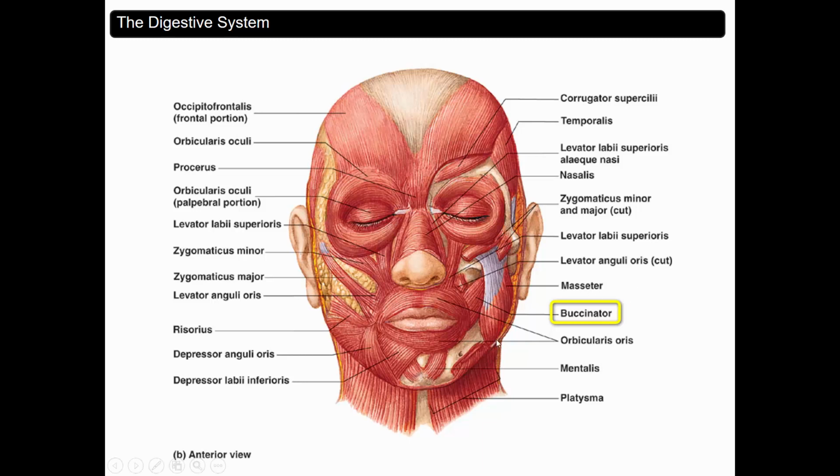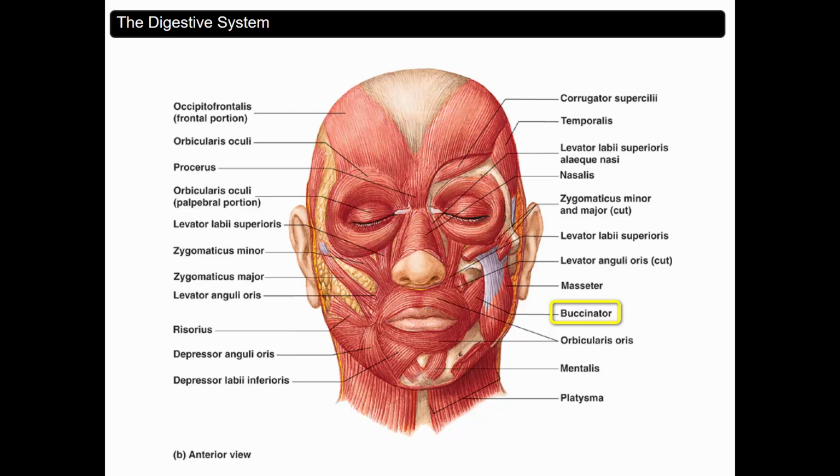So buccinator, muscle in the cheek, helps a little bit with mastication and moving food around. These muscles are also muscles of facial expression. So because they're muscles of facial expression, last semester we learned those are controlled by which cranial nerve? So remember, there's one that helps with facial expression. It also helps with taste. That one's cranial nerve 7, the facial nerve.